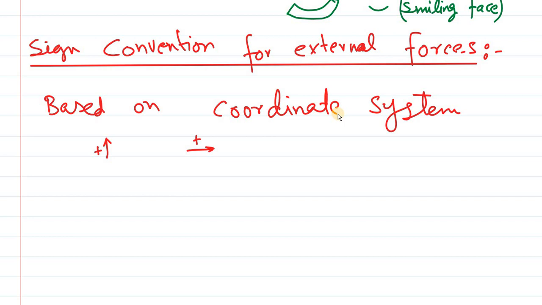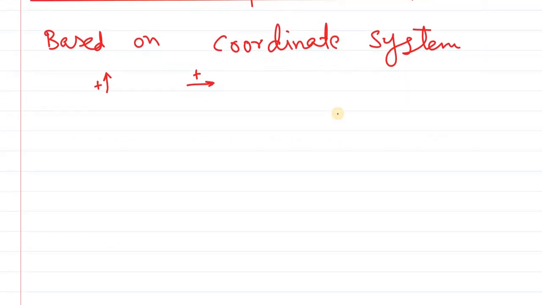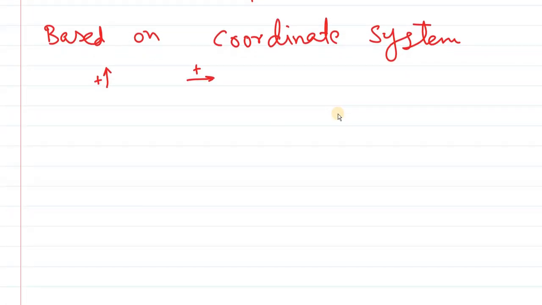So for the sign convention, we adopt a local sign convention for every equilibrium condition, and that's based on coordinate directions, system directions. So you may say upward positive, leftward positive. Similarly, clockwise or counterclockwise positive. Whichever you like.